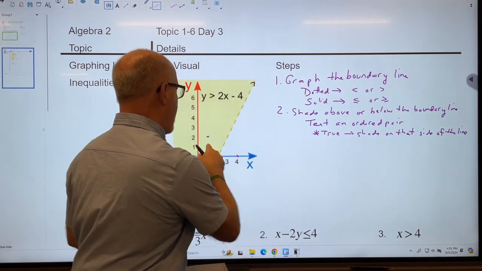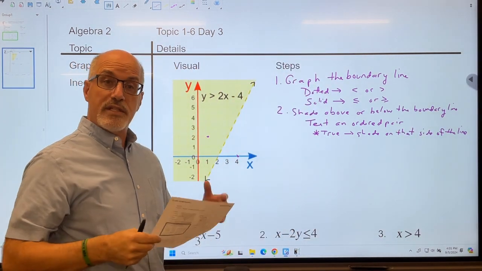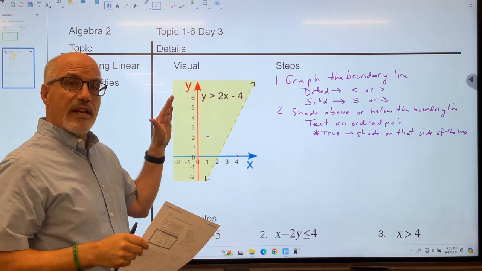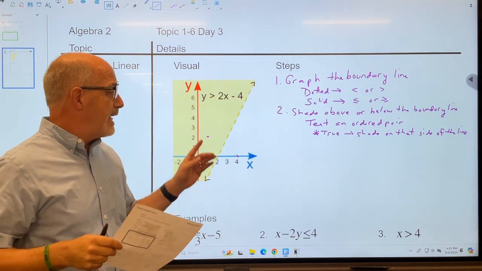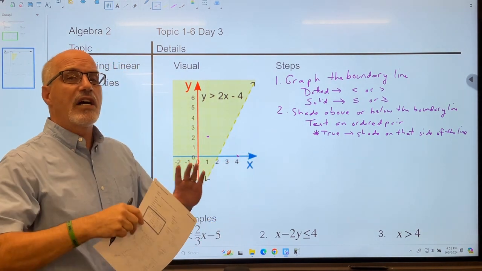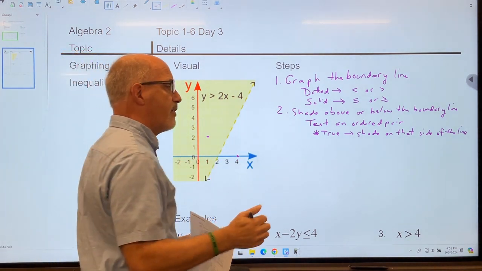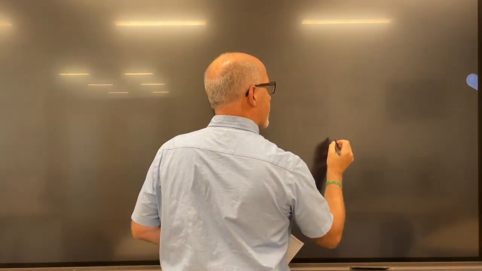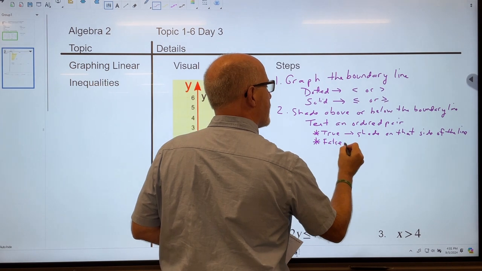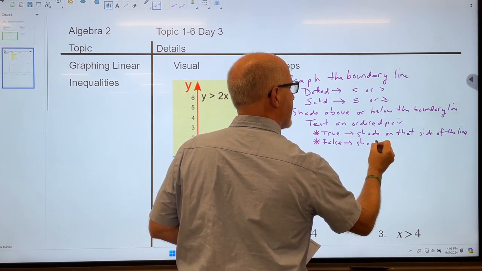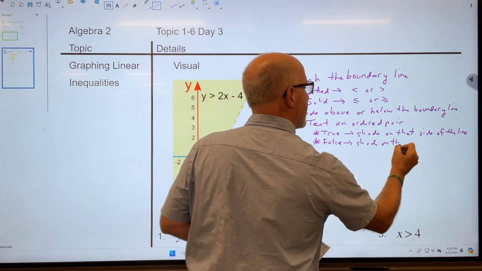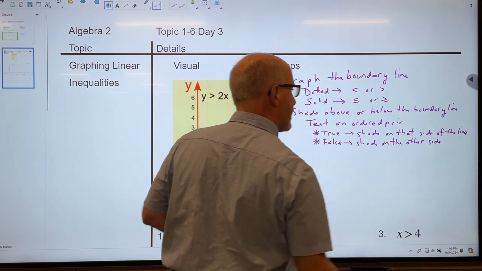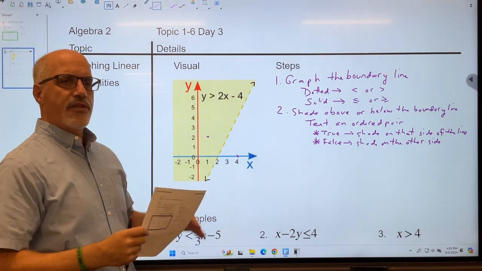Now, you might say, well, that one's true, but how do you know the rest of them are true? What's nice about these problems is that if one point is true on one side of the boundary line, all of them are true. If it's false on one side, all of the points on that side of the boundary line are false. So if it's false, shade on the other side.